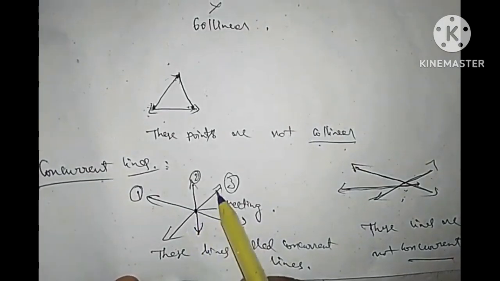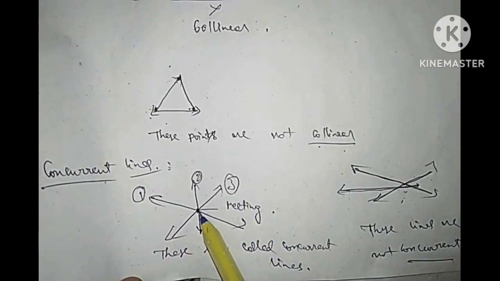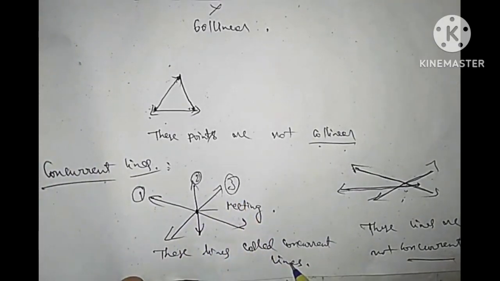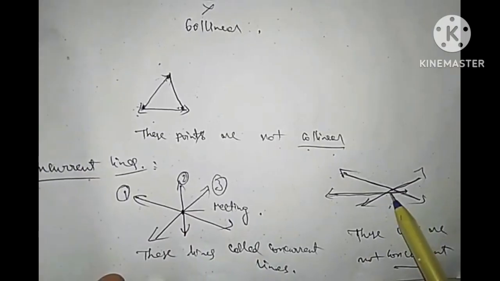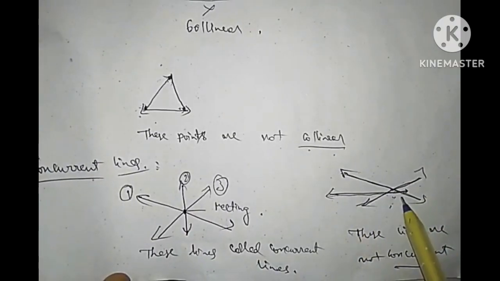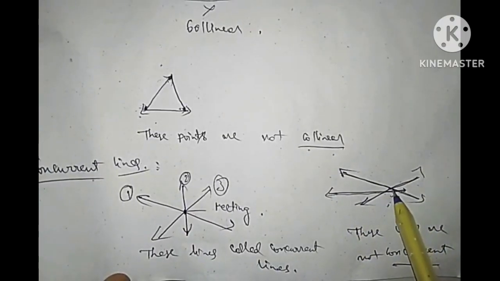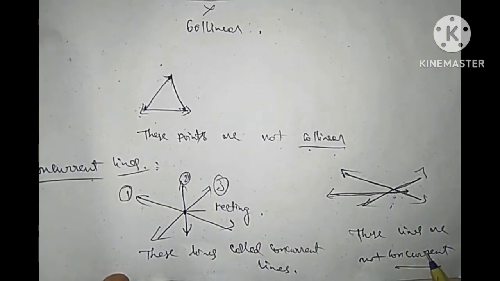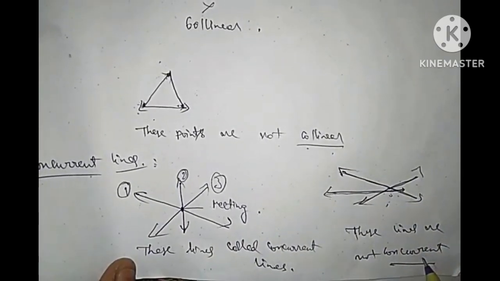See, in concurrent lines, these are three lines meeting at a particular point, so these lines can be called concurrent lines. In this one, these two lines are intersecting, but this line is not intersecting these two lines, and there is no common point between these three lines. So these lines are not concurrent.